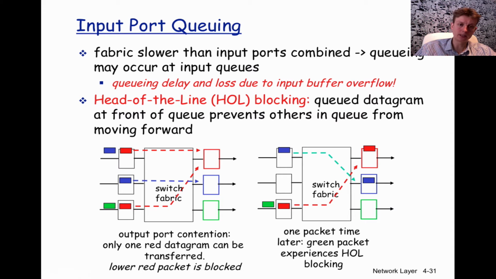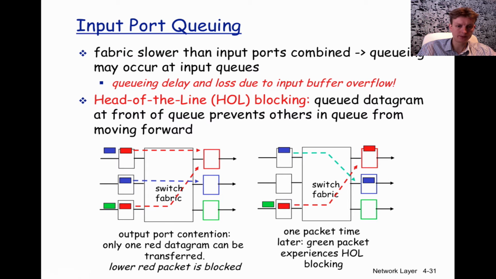The problem that may arise at the input ports is called head-of-the-line blocking. This problem means that a queued datagram at the front of the queue prevents other packets in other queues from moving forward. This phenomenon is illustrated in the figures here.